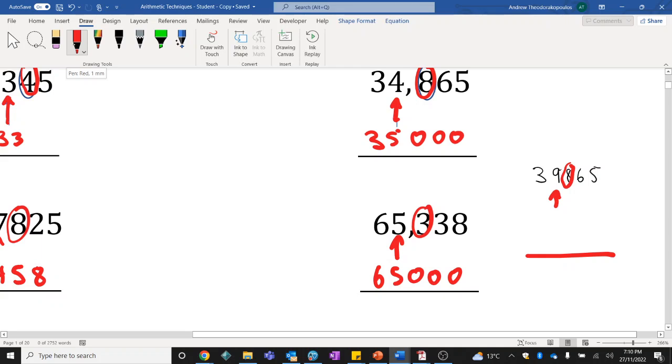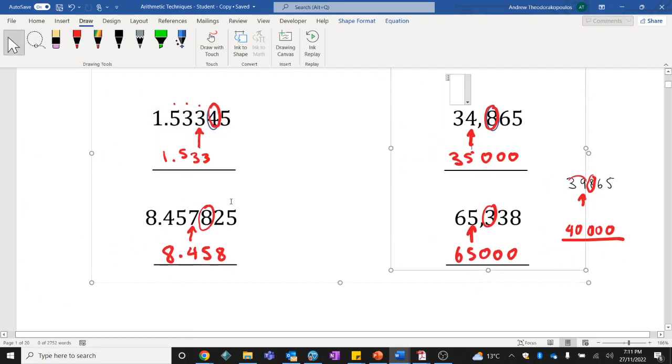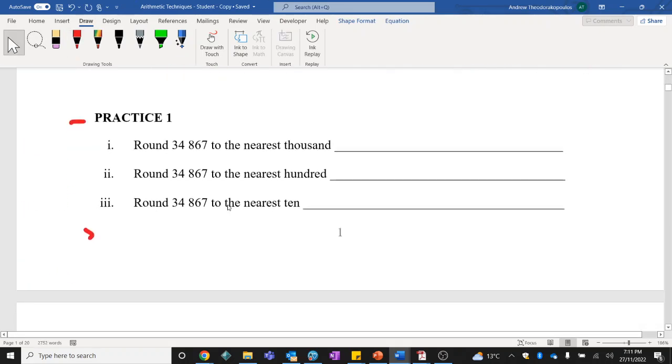Okay, so the number we circled is an 8, which means it's a big number, which means the 9 that we've pointed to goes up. But you can't go any higher than a 9 for a single digit. So what we now need to do is instead of making that 9 go higher, we're going to make these two numbers go to a 40. So 40 and then 0, 0, 0. That is rounding to the nearest 1,000. So have a go at the practice questions underneath.